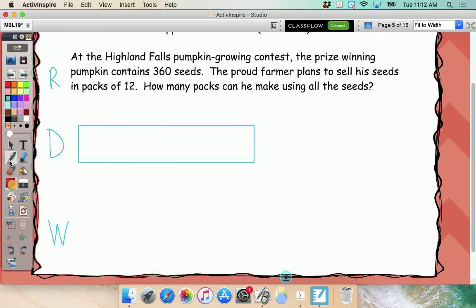Technology makes me happy. Okay, so I'm going to draw a tape diagram, right? And go ahead and draw it. Do I have a total here? Yes. What is it? 360 seeds. And I'm going to sell them in packs of 12. 360 divided by 12.